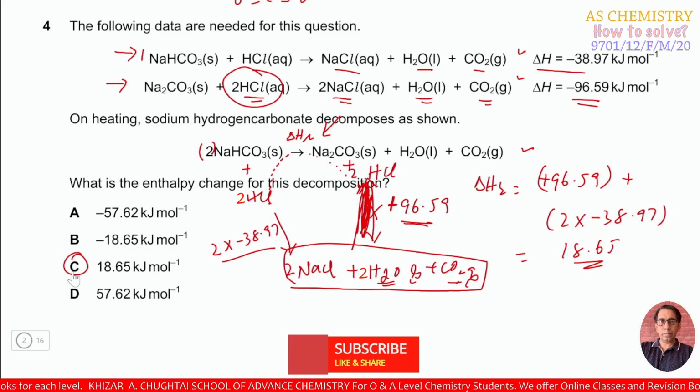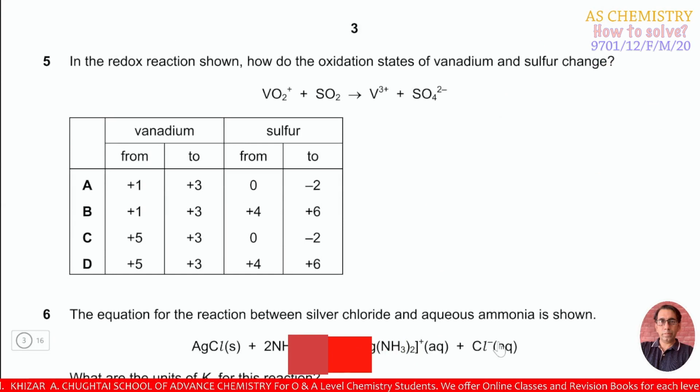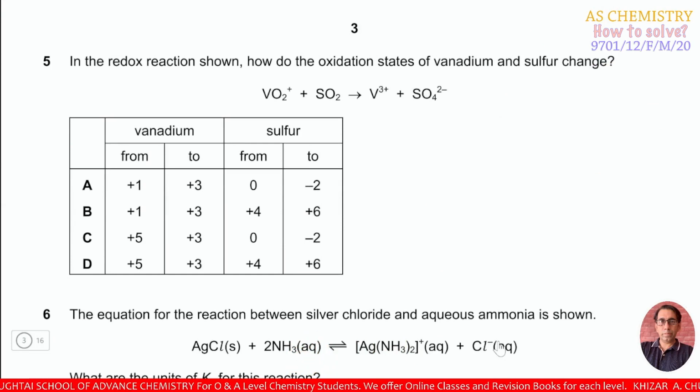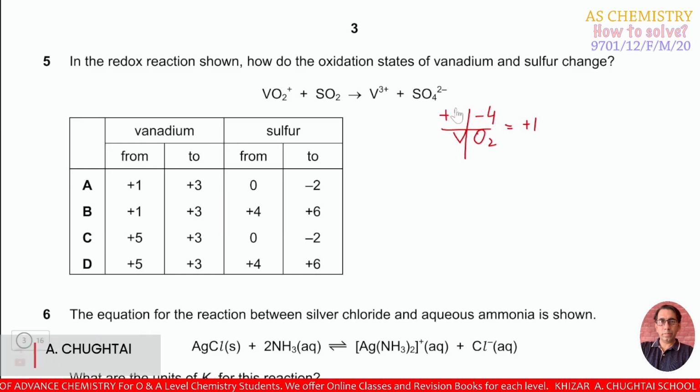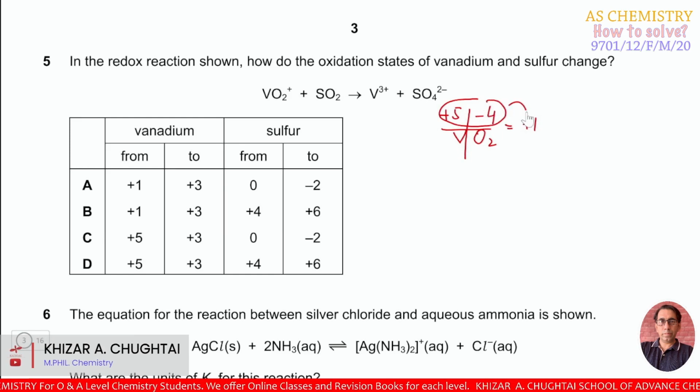The next question, question number 5. In the redox reaction, how do the oxidation states of vanadium and sulfur change? In this case, VO2 1 positive plus SO2 goes to V3 positive, SO4 2 negative. In the case of VO2 1 positive, here are two elements, so I am going to divide into two parts. Here is -4 for oxygen, and there must be +5 for vanadium to make the sum equal to +1. So in this case, this vanadium is +5.